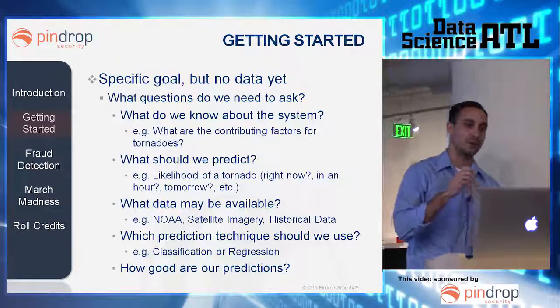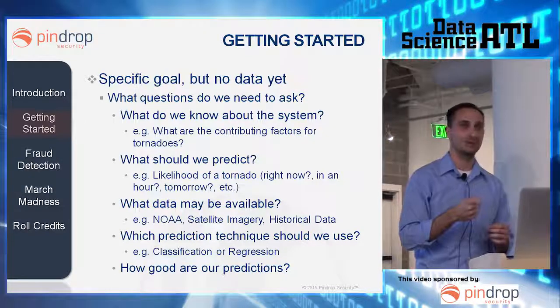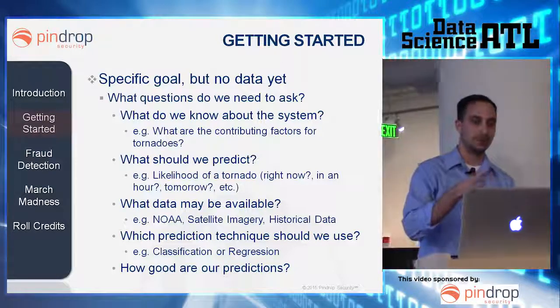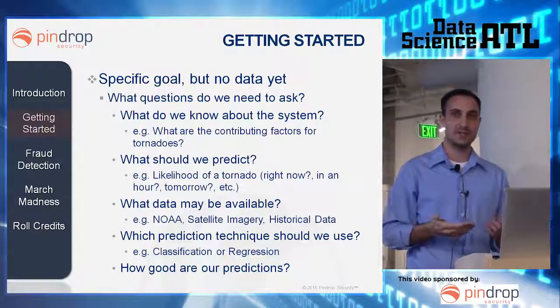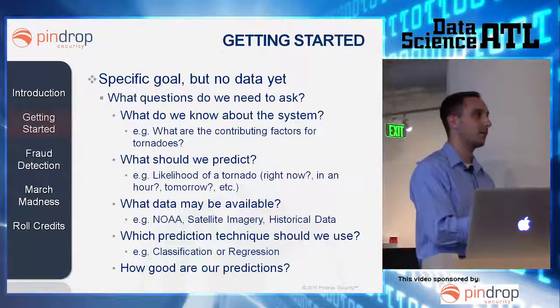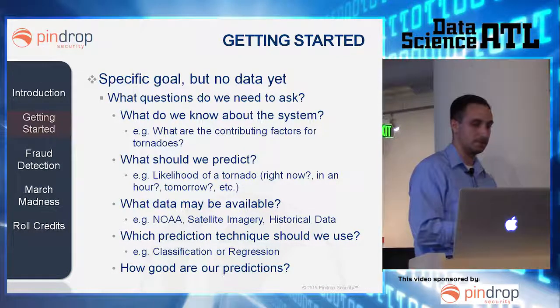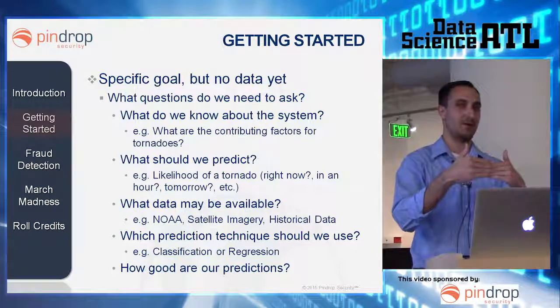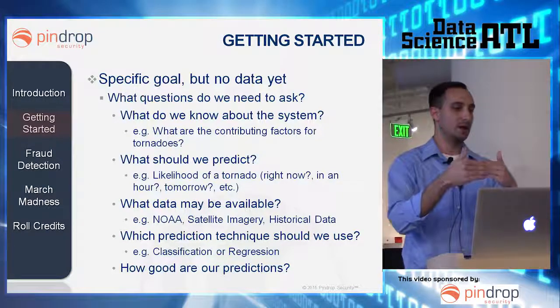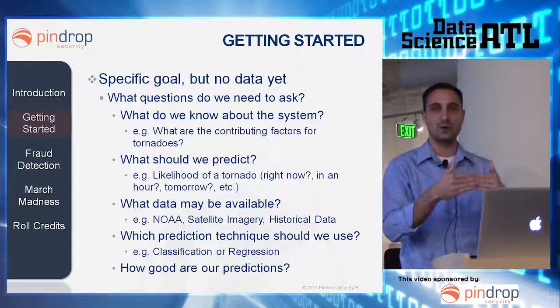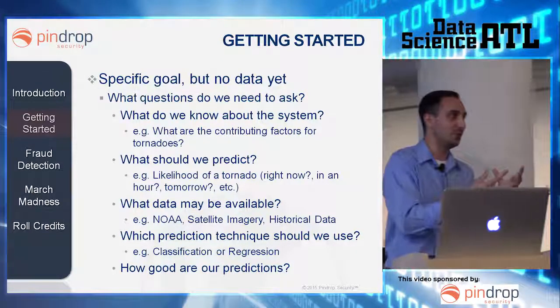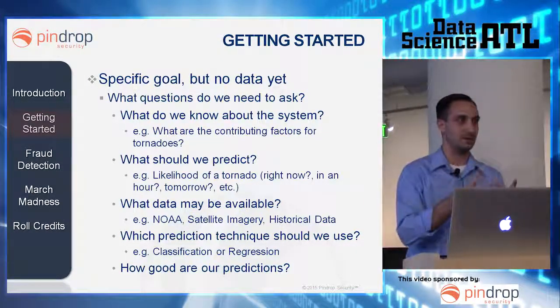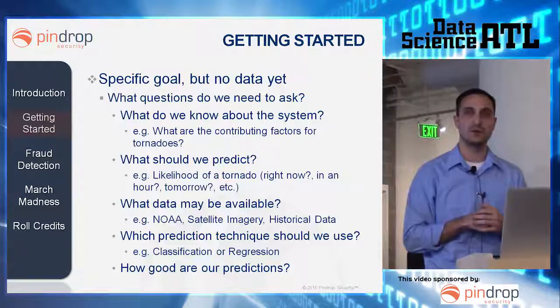And then the question that is more of a feedback loop into the whole system is, how good are our predictions? If we predict something that's not very good, then we know we have to go back and say, okay, do we really understand the system? Are we really predicting the right things? Do we really have data to support these prediction tasks, and so on and so forth?